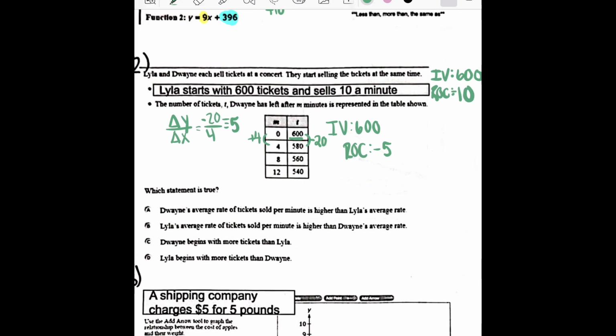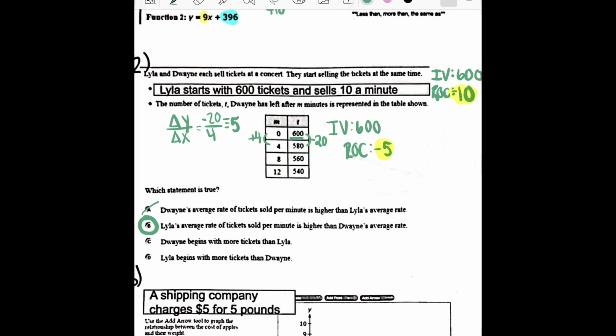So now we're going to look at our answer options now that we already have everything we need. It says Dwayne's average rate of tickets sold per minute is higher than Lila's. Well, Dwayne's is 5 and Lila's is 10, which is not higher, so that is not true. Cross that off. Lila's average rate of tickets sold per minute is higher than Dwayne's average rate. So Lila's is 10, Dwayne's is only 5. So that would be true.